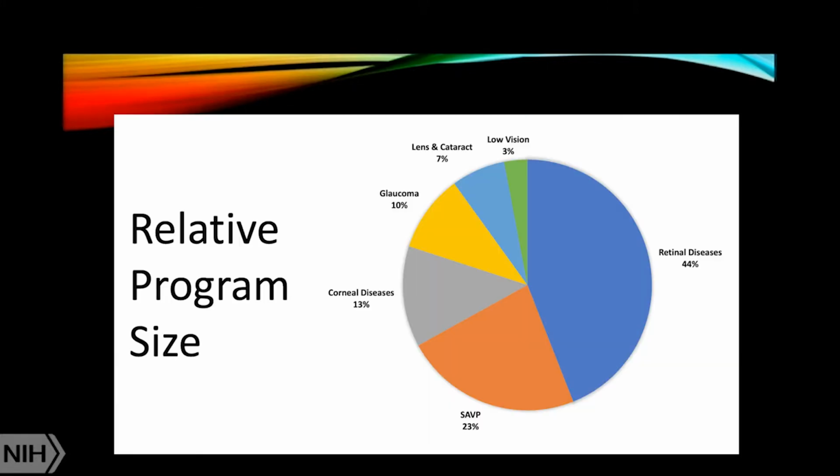Slide, relative program size. Pie chart, order from the largest is retinal diseases 44%, SAVP 23%, corneal diseases 13%, glaucoma 10%, lens and cataract 7%, and low vision at 3%. So to give you an idea of the relative size of the cornea program, we're the third largest program in the NEI, third to retinal diseases and SAVP. About 13% of the NEI applications that come in and are funded are in the cornea program.